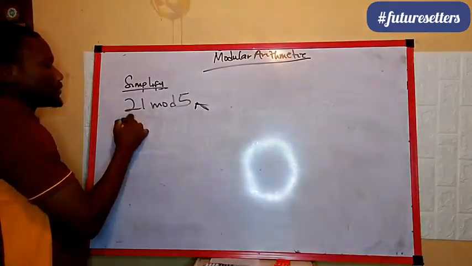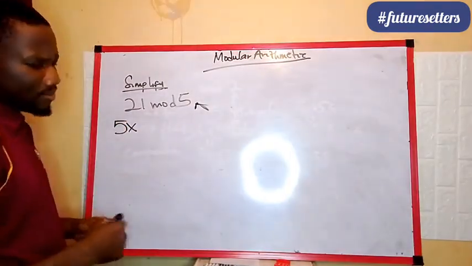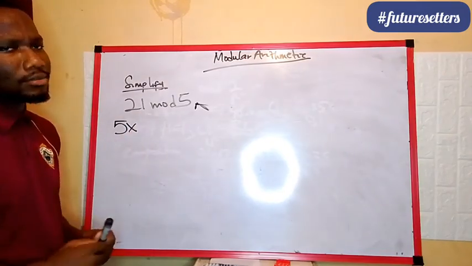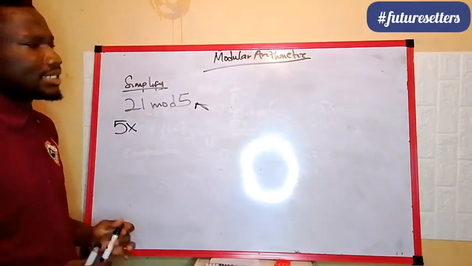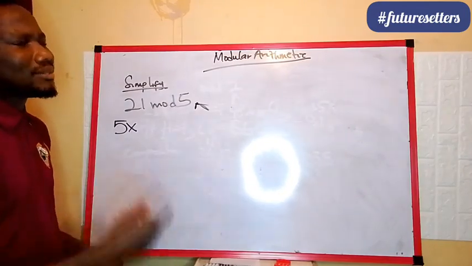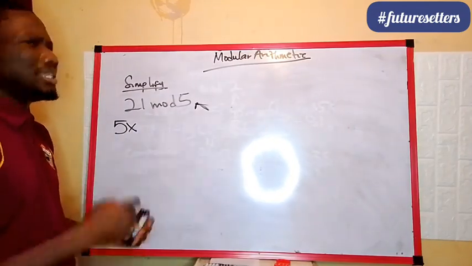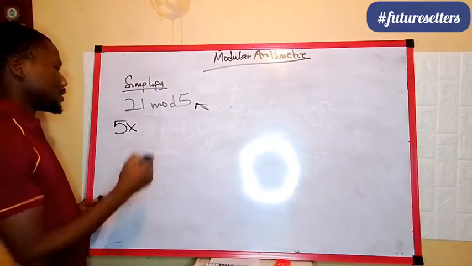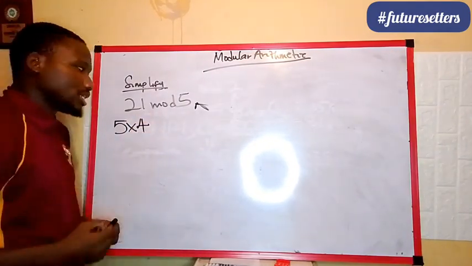Start with 5 times. You ask yourself, 5 times 1 is 5. Is 5 close to 21? No. 5 times 2 is 10. Is 10 close to 21? No. 5 times 3 is 15. Is 15 close to 21? A bit, but we can still check 5 times 4. 5 times 4 will give us 20.